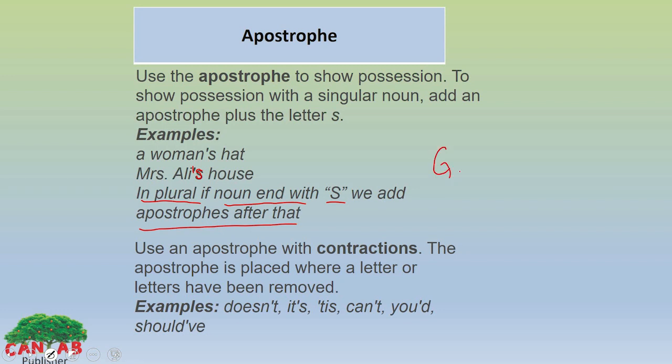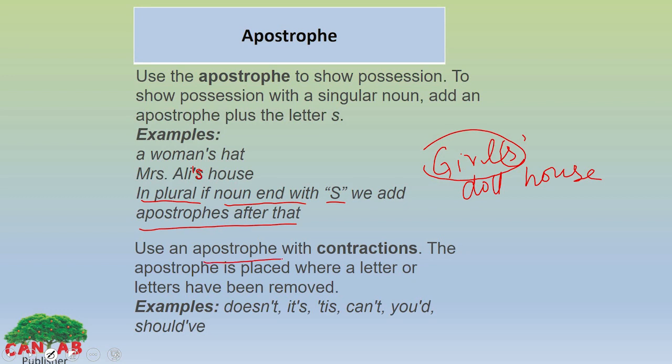Like girls' dollhouse. Here girls is the plural form of girl and it ends with S, so there is no need to put an apostrophe before that. We put the apostrophe after that, and no need to put another S here, because in plural nouns, those which end with S, we add only an apostrophe after the S.